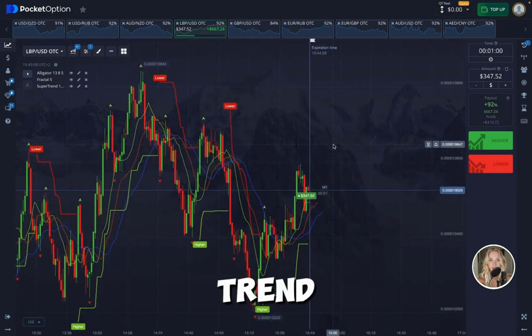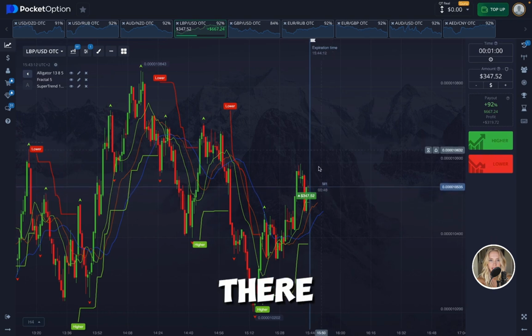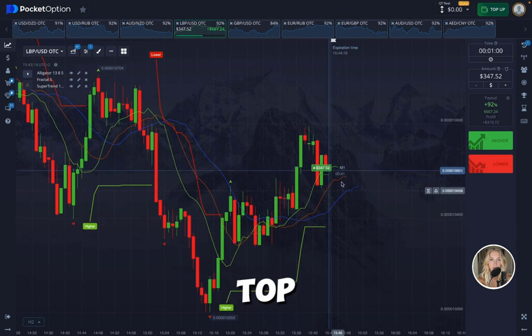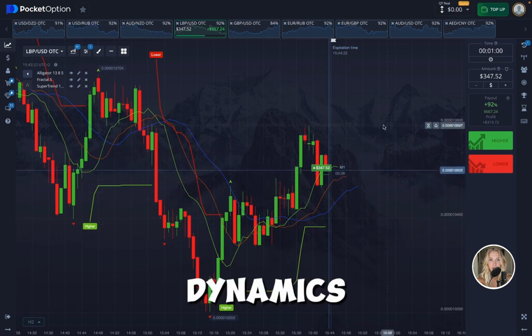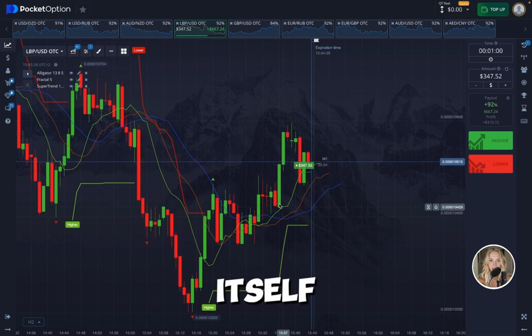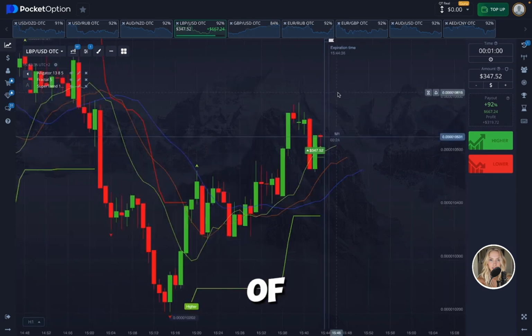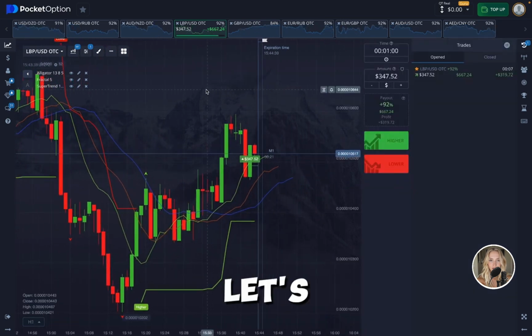The super trend shows an upward direction. There was a crossing of the moving lines of the alligator from bottom to top. They begin to show the upward dynamics, as well as the movement itself. We have crossed the alligator lines, and I open a trade on this pullback in the form of this long candle. Let's see the result.